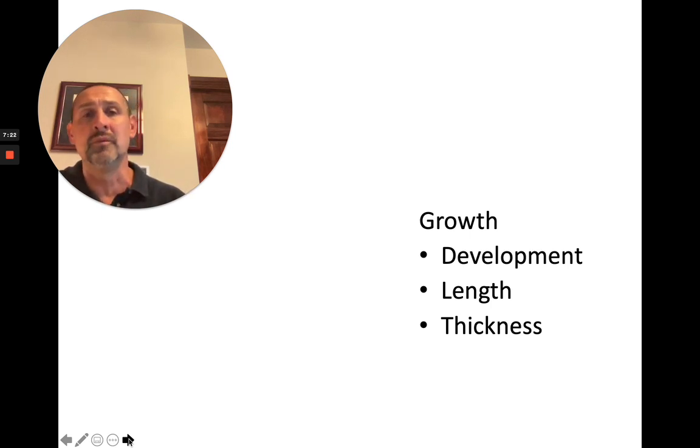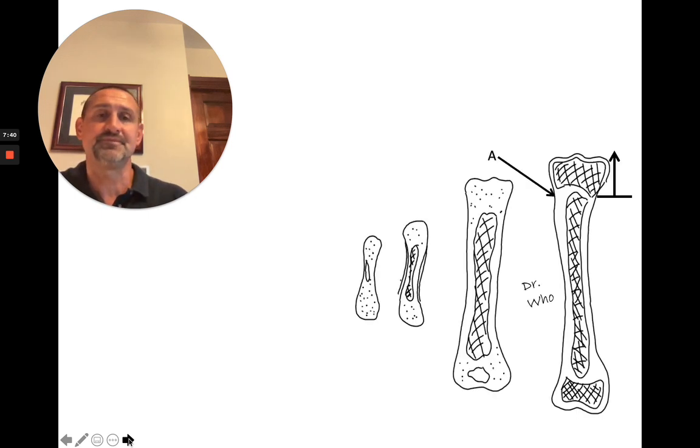As we grow, our bones lengthen, and they lengthen from the epiphyseal plate up. And then bones get thicker, especially as we induce more exercise stress. But with age, into adulthood, our bones get thicker.